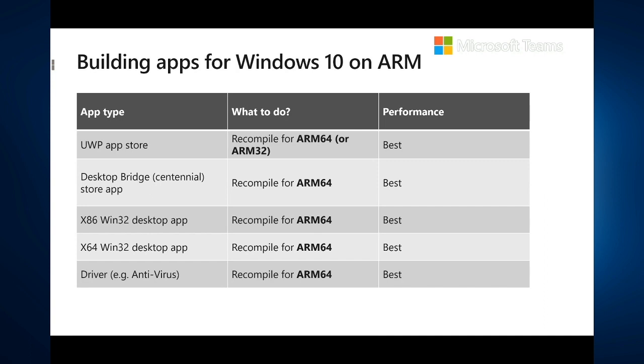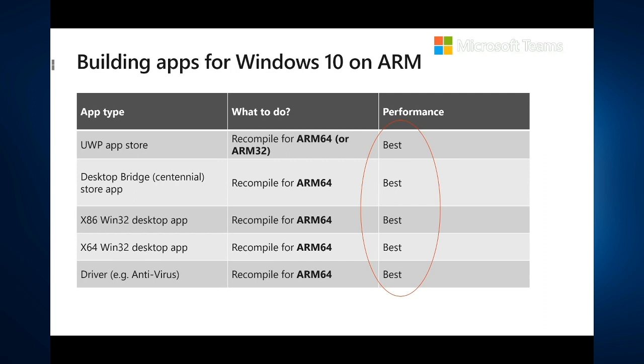What that means is any app you have on Windows, whether it's a UWP, a desktop Centennial app, or a Win32 desktop app, can be ported to ARM64. That is the whole idea here. We want our customers and developers to port their apps to ARM64, because that is what really provides the best experience and utilizes the best power on this system.